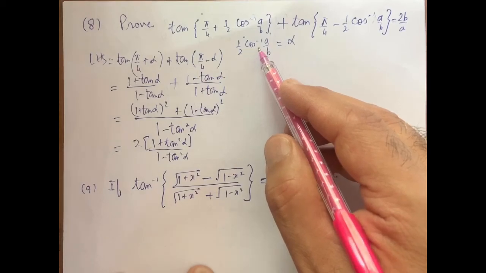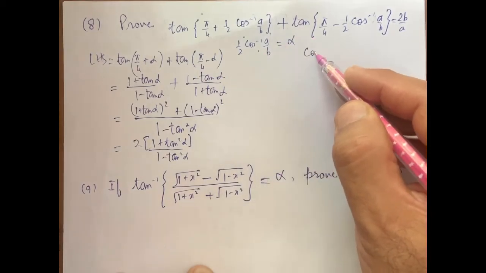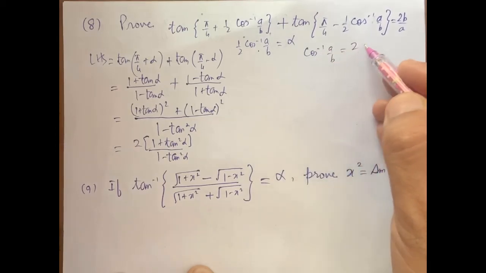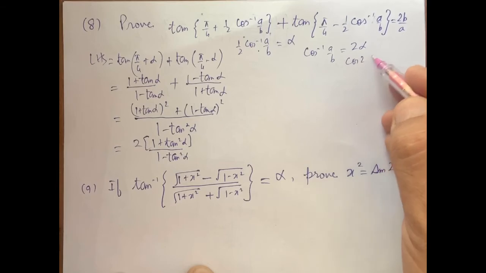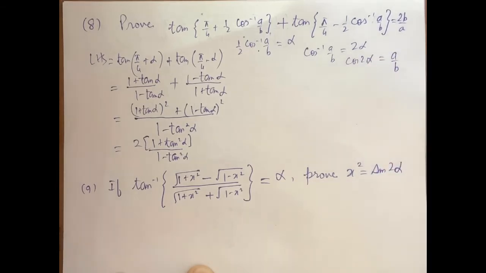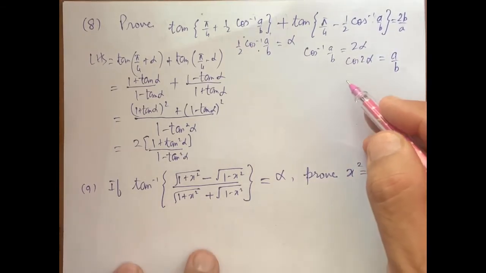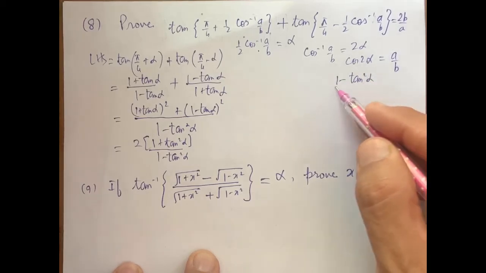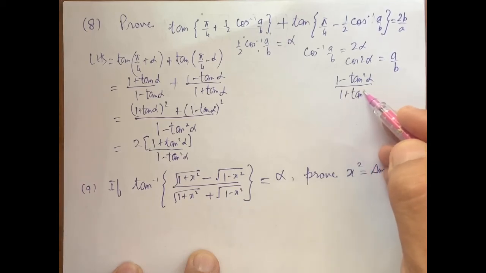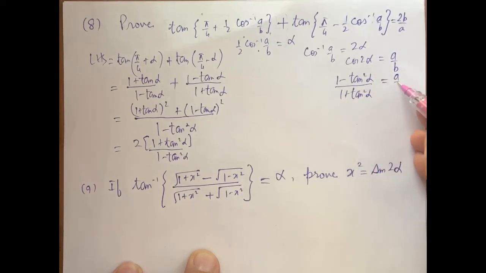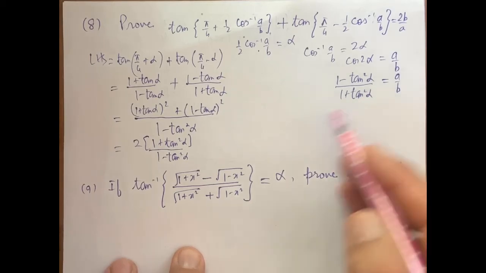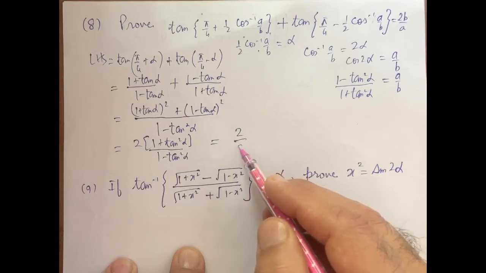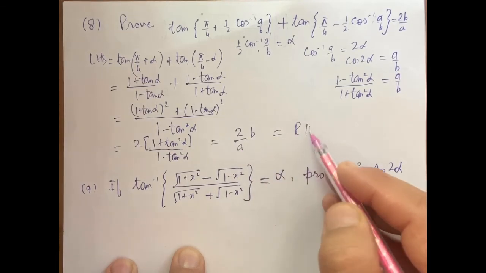So now we start from this. This gives us cos inverse of a by b is 2 alpha, or cos of 2 alpha is equal to a by b. Now cos of 2 alpha is 1 minus tan square of alpha upon 1 plus tan square of alpha. So this is equal to a by b. We substitute this value here, this will be a, and this is b. This is same as the right hand side.